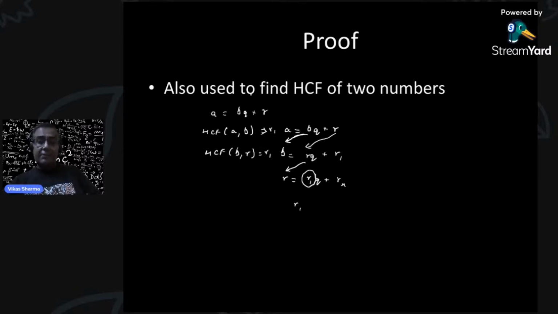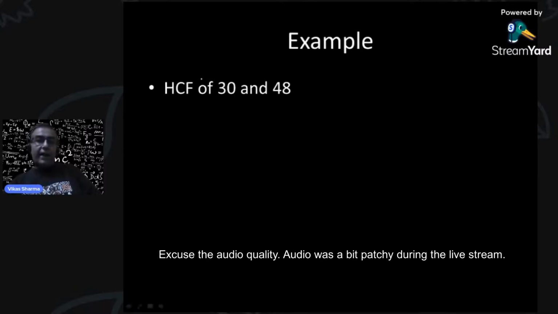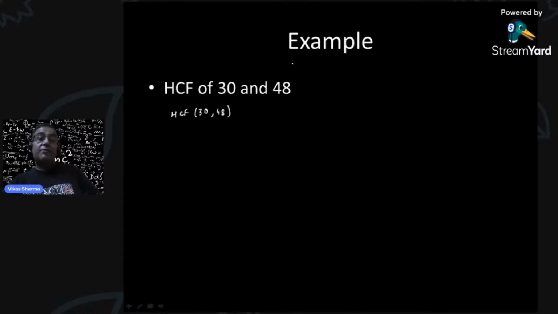Now let us understand with the help of an example: the HCF of 30 and 48. I'll first show you how I explained it, that basically we have to find the HCF of 30 and 48. We'll write it in the form A = BQ + R, where A is always the larger number of the two. So I'm going to write that 48 can be written as 30 times something. It has to be divided by 30. Now 48 and 30 are fixed in this case, and it has a unique quotient and a unique remainder.